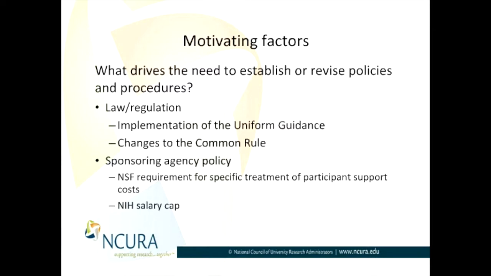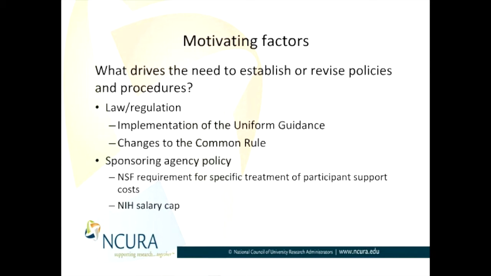How do we recognize the need to establish policies? What are those motivating factors that drive the need to establish or revise policies or procedures? Well, first of all, there are laws and regulations, and laws and regulations are created or they are changed. So these are things that we are obviously obligated to comply with, and therefore they direct our behavior.